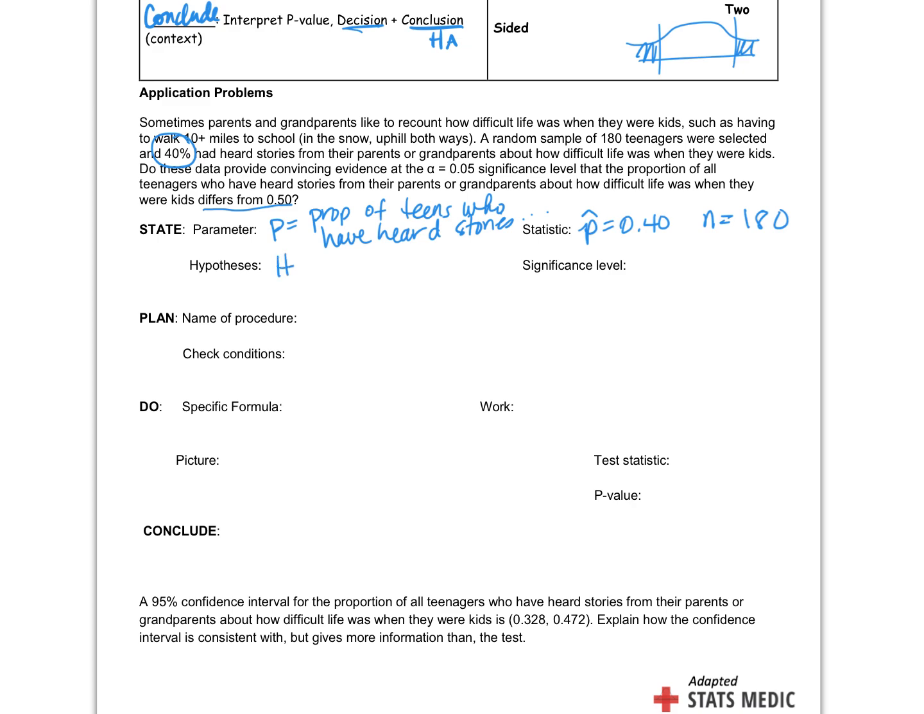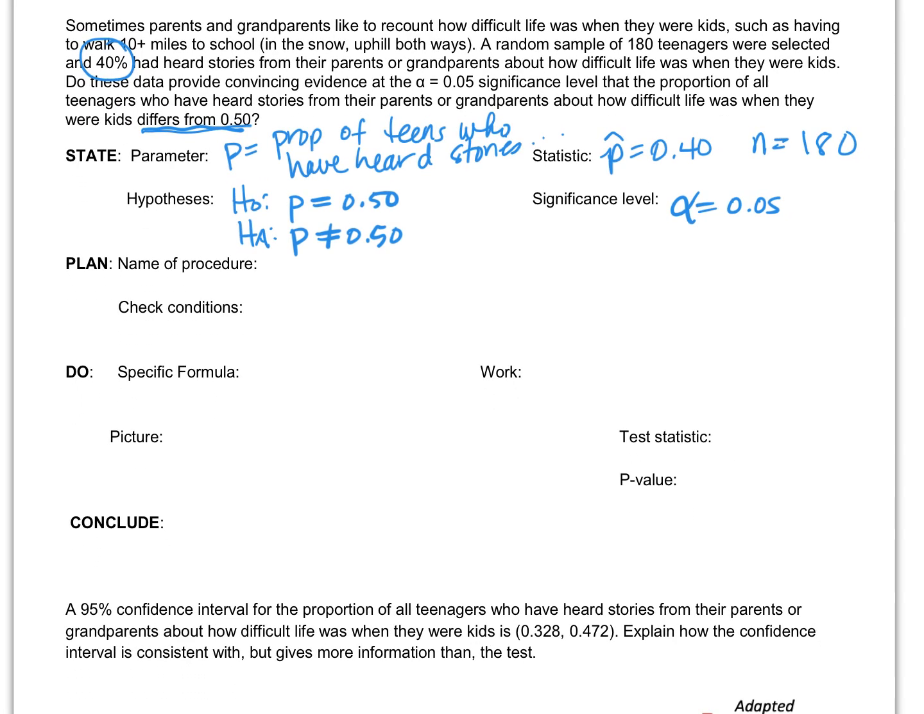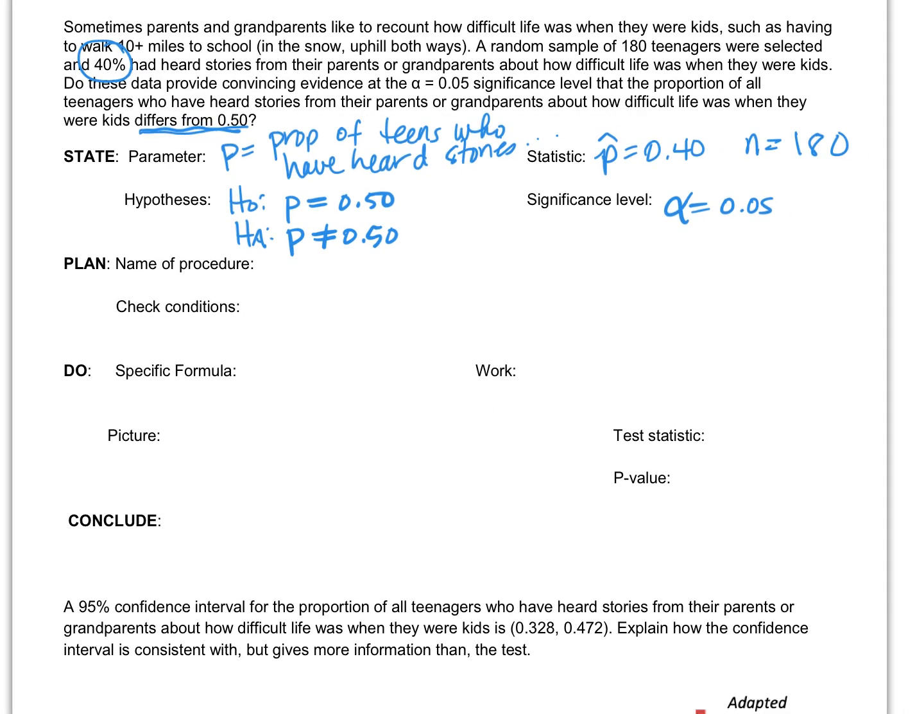All right, hypotheses. A lot of times it's easier to write the alternative first. So it says differs from 50%. So that would be p is not equal to 0.5, right? So if I know my alternative, then what would the null be? p is equal to 0.5. And what significance level did they give us? 0.05. We're just restating, so we don't have to read that paragraph again. Name the procedure. It's a one proportion z-test.